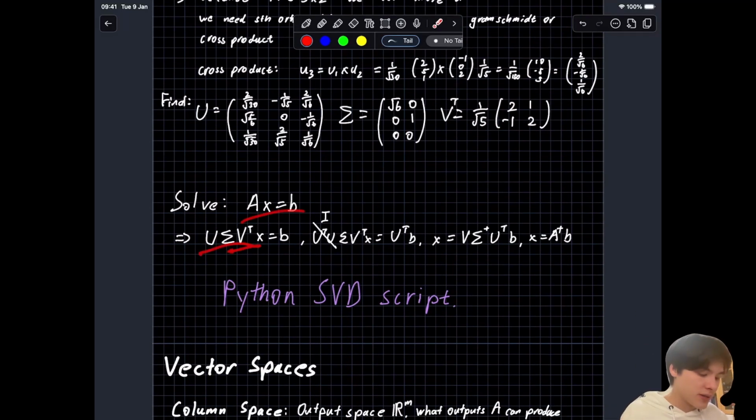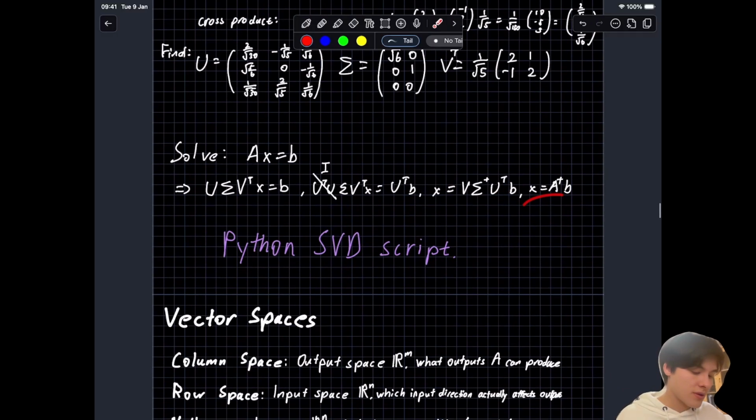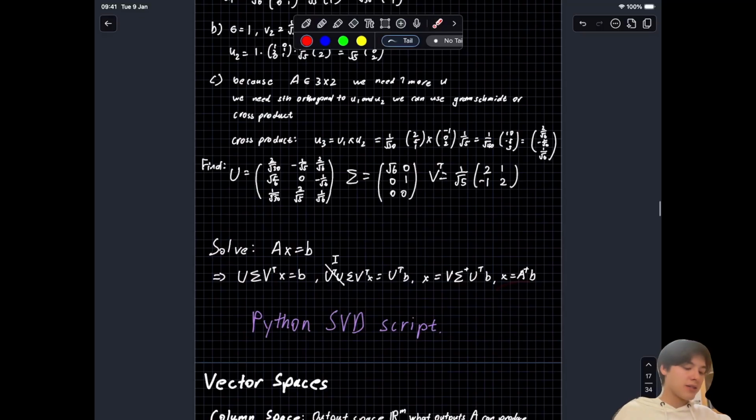AX equals B is basically this. So if we apply U transpose on both sides, it would cancel out this one, right? And then we would do the inverse of the diagonal, which is Sigma plus, right? And then times V, so V on this side will cancel out this. So that's how we get the pseudo inverse. So yeah, X is pseudo inverse times B. Yeah, so let's look at another script.